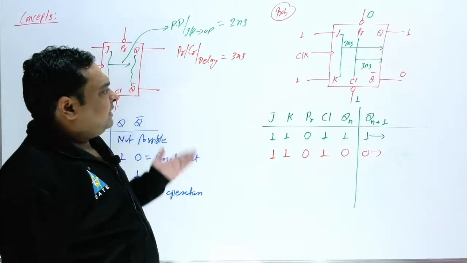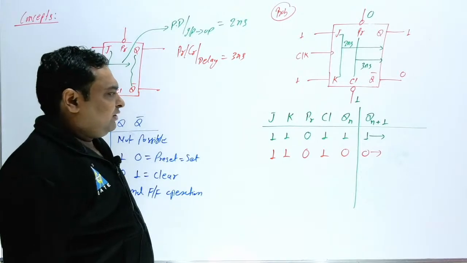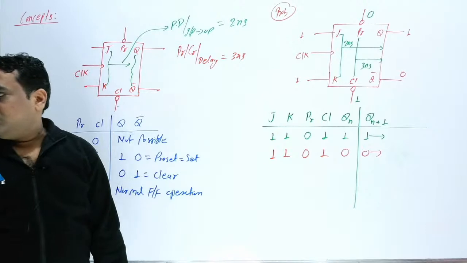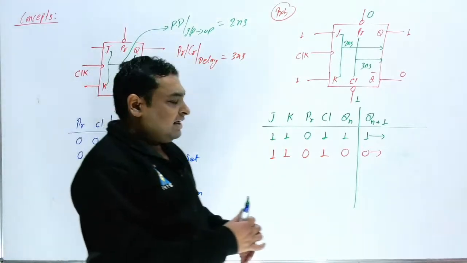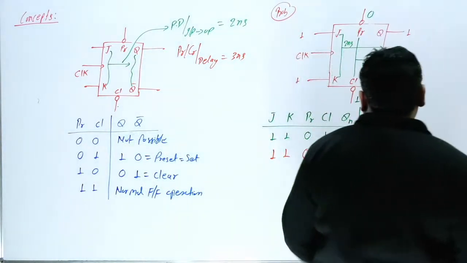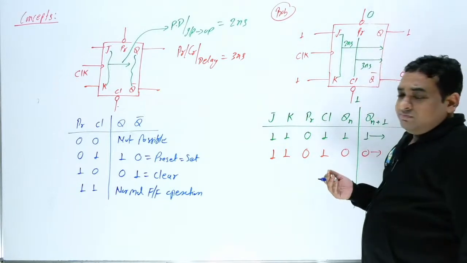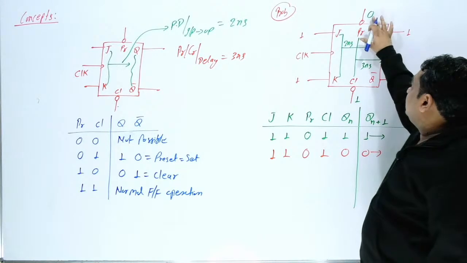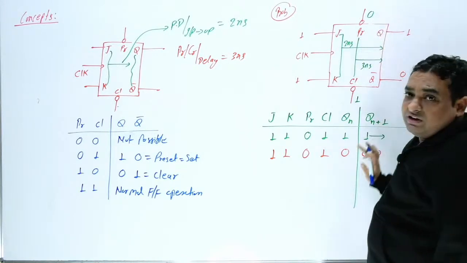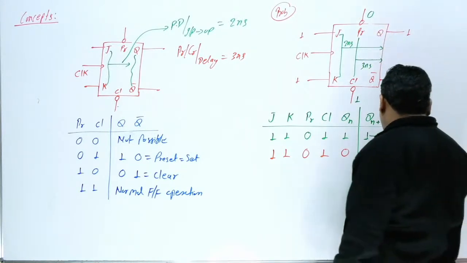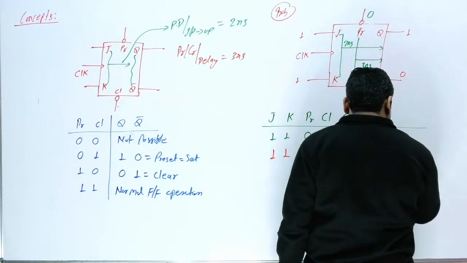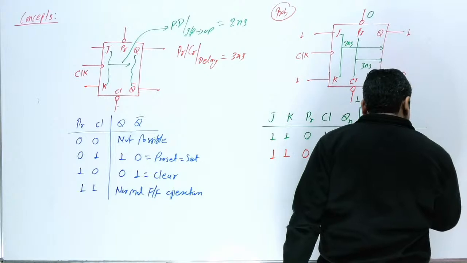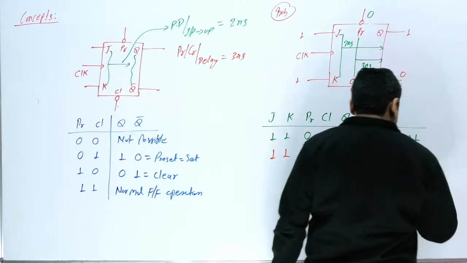This is very simple. If 1 is processed, the output will toggle. If preset is processed, the output will be 1. Now you can see here, if you assume this preset is processing, then 100% preset will process. So after 3 nanoseconds, this will be 1. Then again, after 3 nanoseconds, this is 1.